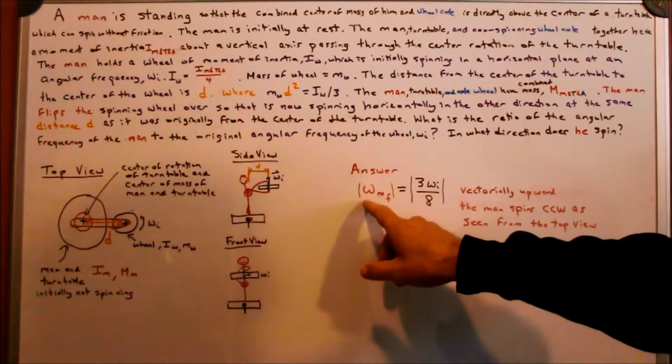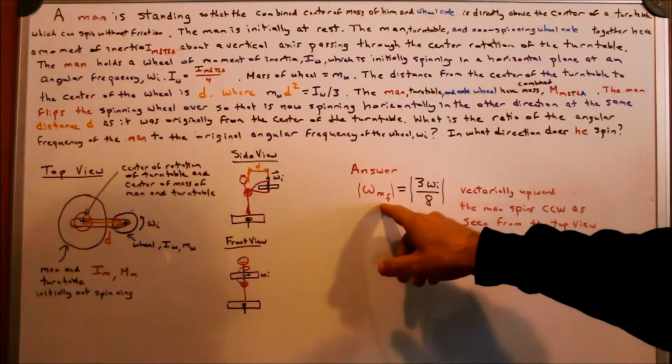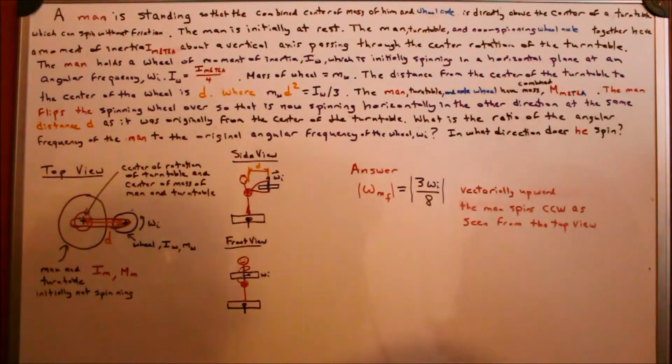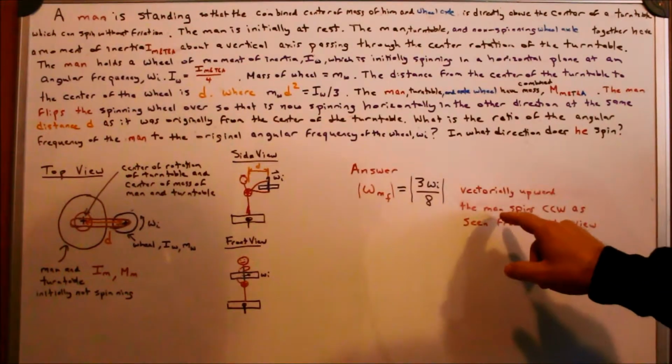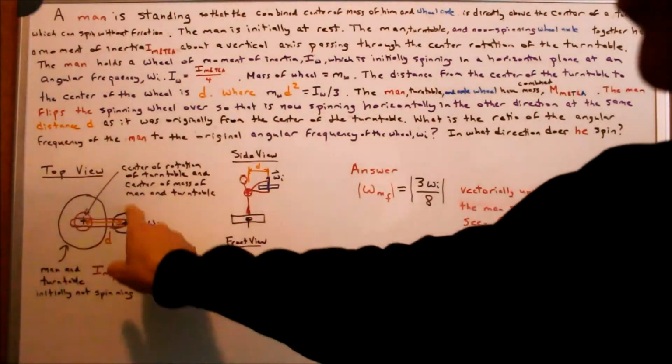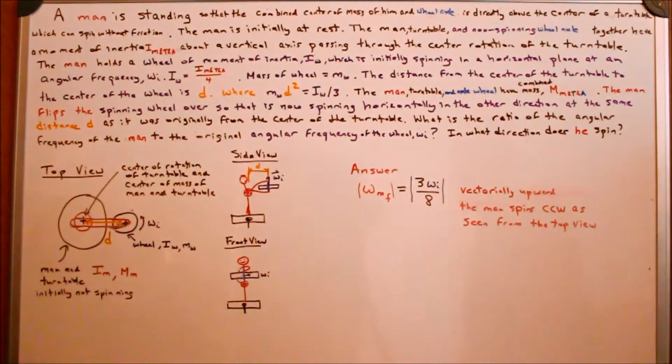Here's the answer. The angular frequency of the man in this final state after rotating is 3/8 times the initial angular frequency of the wheel, and it's vectorially upward, which means the man spins counterclockwise as seen from the top view. So the man will be spinning around this way. If you got that answer, great. If you didn't, I will now review how to solve it.